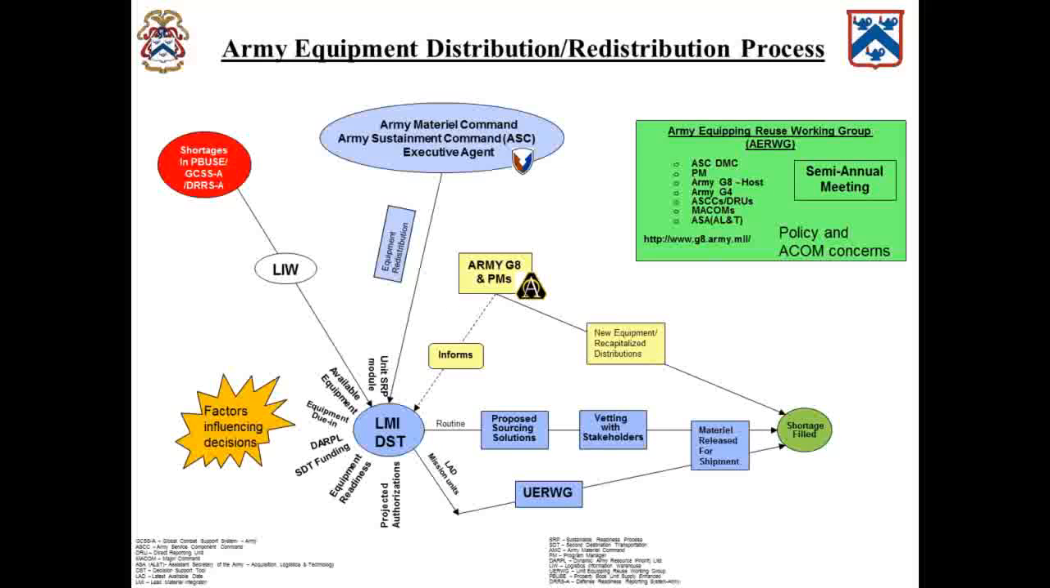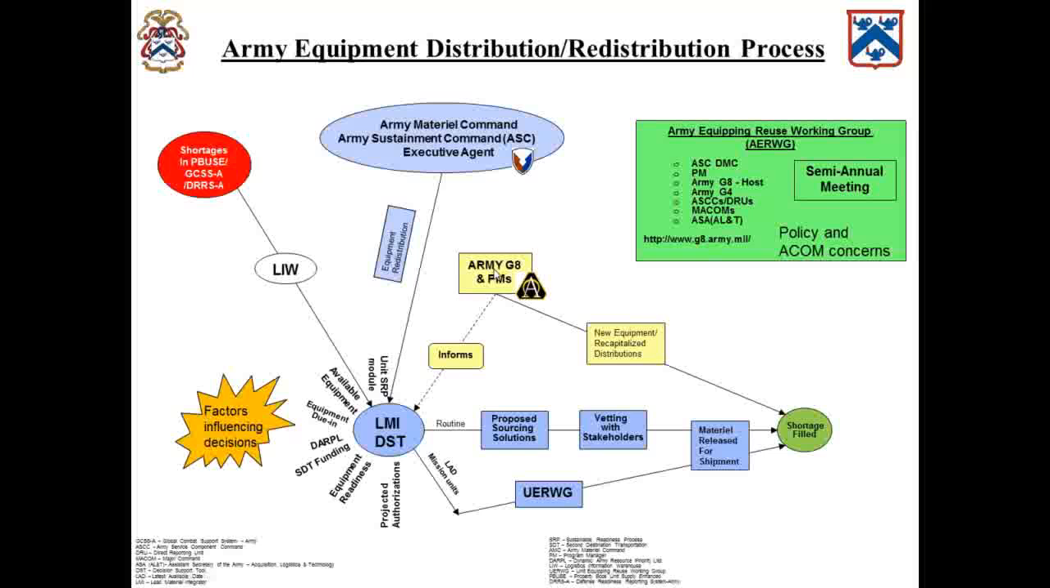All right, now this is a new slide. This is a 2-year-old process, so it is being used, but just kind of to explain the workings of it so you can explain to the students. So 3 key players on this slide. In the red, you have the unit saying, hey, this is what I'm short through PBUS, GCSS-A, DERS-A. You have the Army Materiel Command, which is the lead materiel integrator for DoD, for Department of the Army. The Army Sustainment Command actually is the executive agent for the Army Materiel Command, who's the lead materiel integrator. And then you have Army G8 and the project program managers.